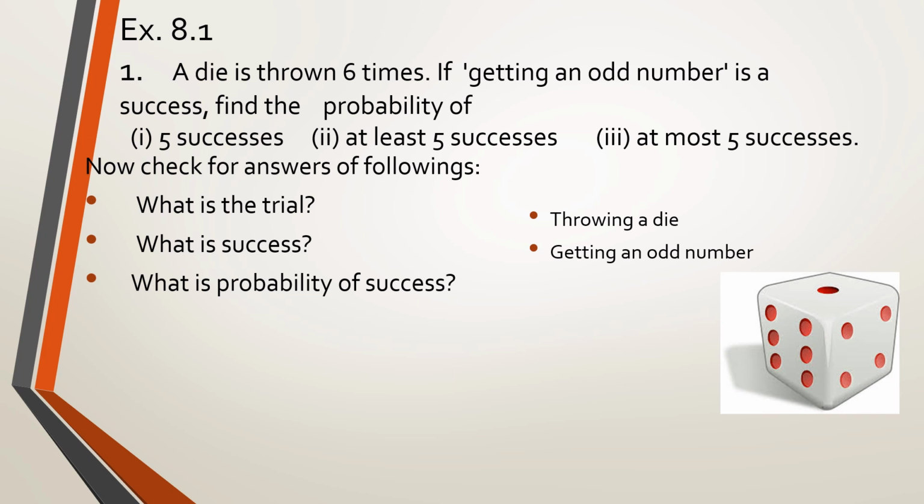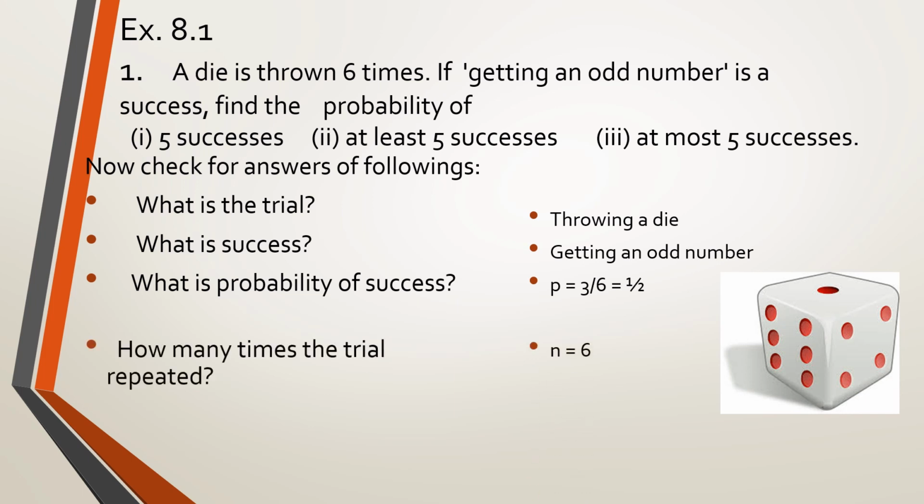What is the probability of success? Odd numbers from 1 to 6, there are 3: 1, 3 and 5. So probability of success will be 3 out of 6, that's 1 by 2. How many times is the trial being repeated? It's 6. And what is the value of q? q is 1 minus p, so that's half again.